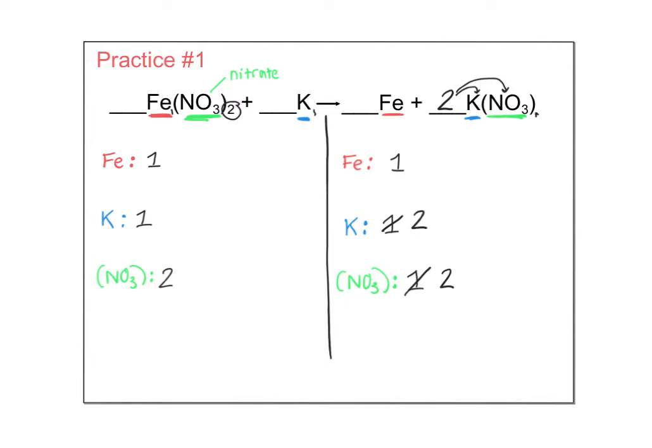So I think of this as a back and forth. Now we fixed our nitrates, but now we need to go back to this side and fix our potassiums. How can I do that? Well, that's pretty easy. All I have to do is add a 2 in front of here. Now there's 2 potassiums, and that didn't change anything else. So we are now balanced. 1, 2, 1, 2.